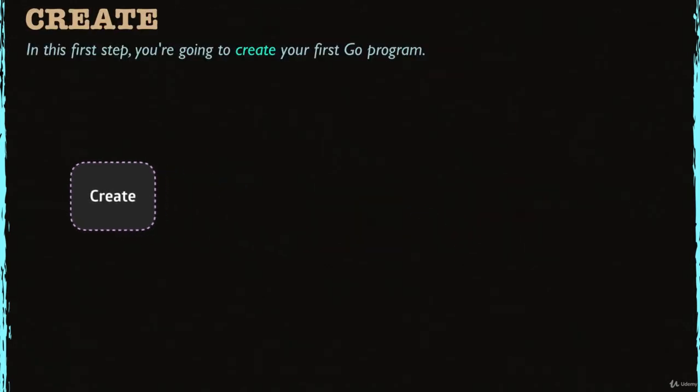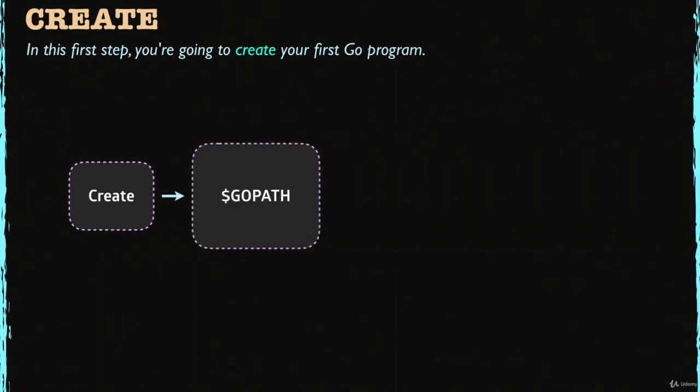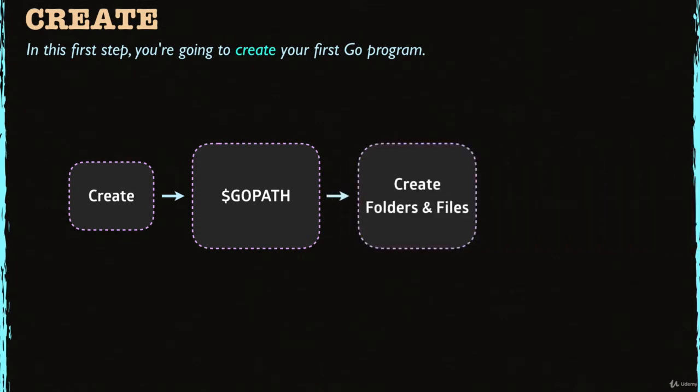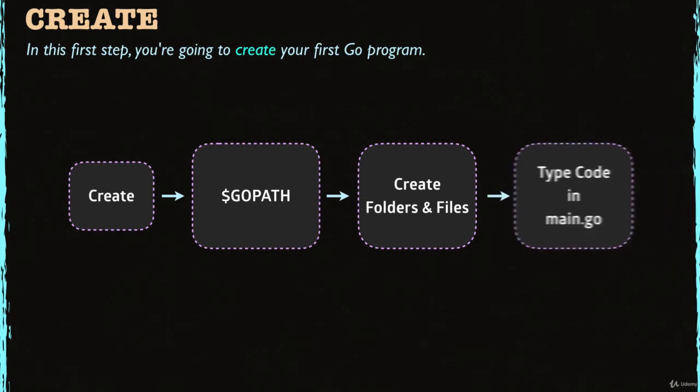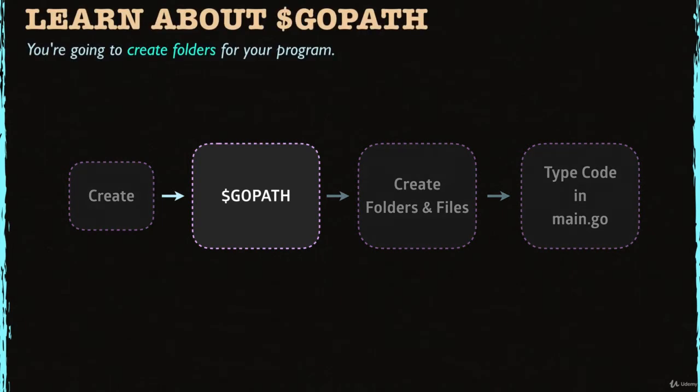Here are the steps for creating your first Go program. First, you learn about GOPATH to know where to put all your source code. Second, you need to create a few folders and a main.go file for your first program. Third, I'm going to show you what code to type in the main.go file to make it a runnable Go program. Alright, let's talk about GOPATH now.